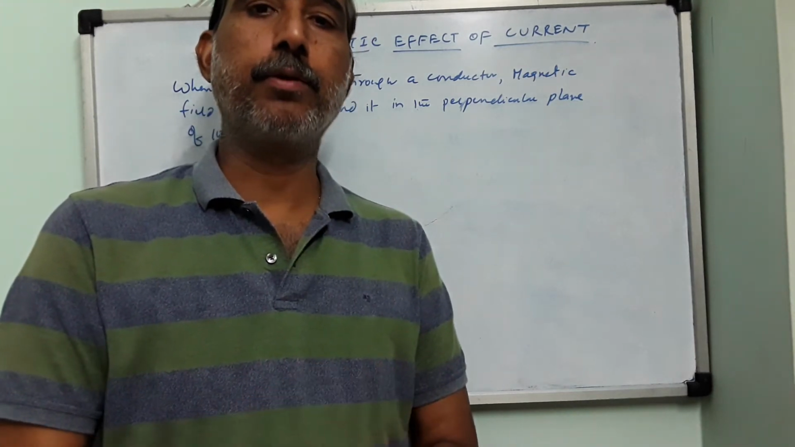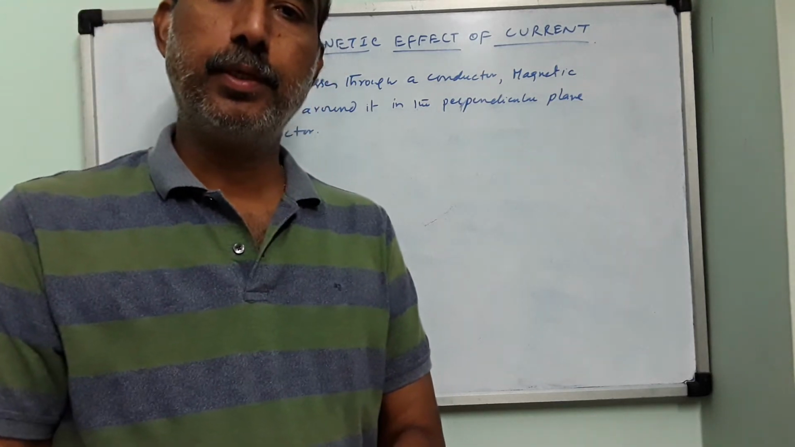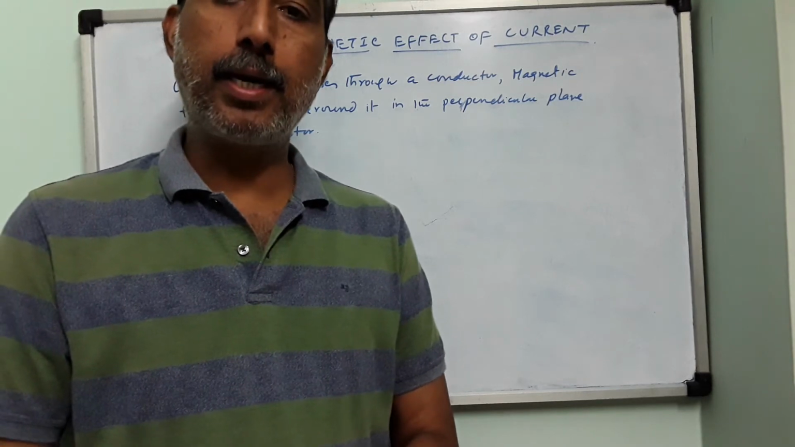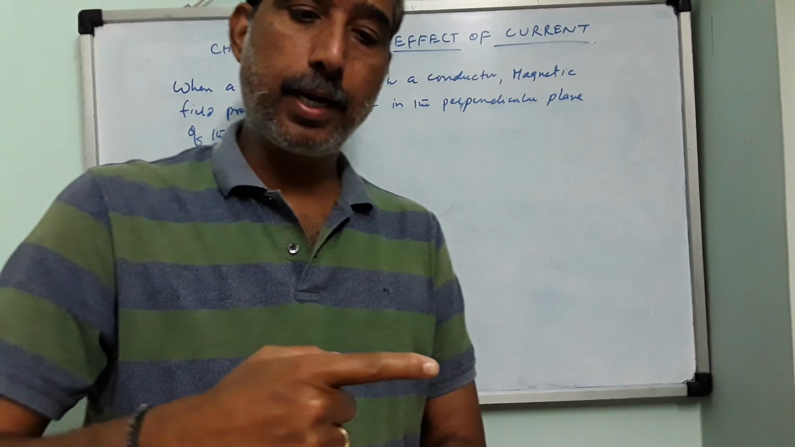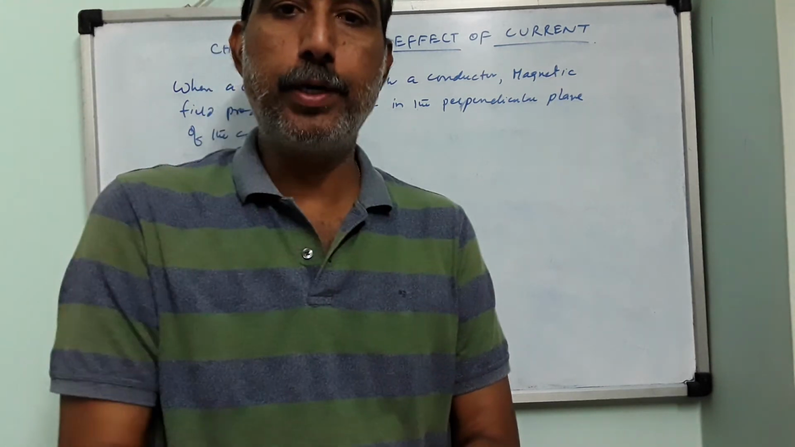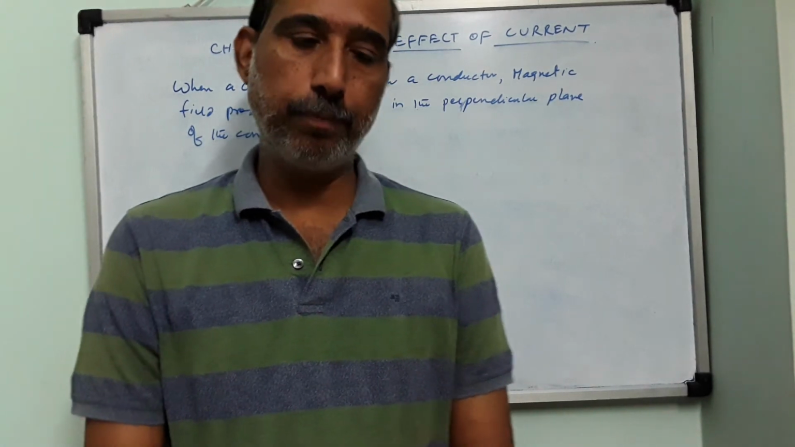So therefore it is concluded that magnetic field is not produced only on one side or in one plane of the conductor, rather it is produced around it. Suppose the conductor is lying in the horizontal plane, magnetic field is produced in the vertical plane around it. So this was Oersted's observation.